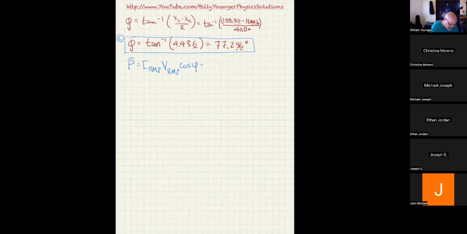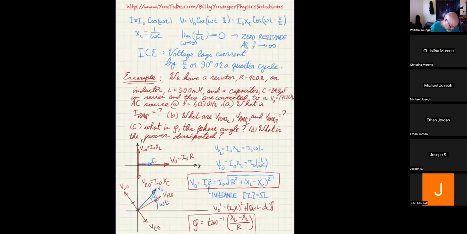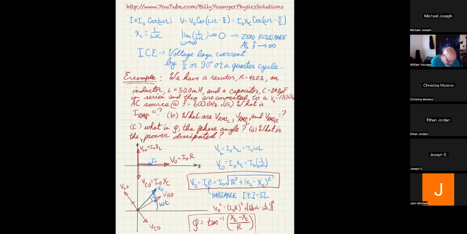Now let's look back at that phasor diagram real quick. You can see on this phasor diagram that when we take the cosine of phi, that takes that dark blue vector and finds the component that's parallel to VR0.